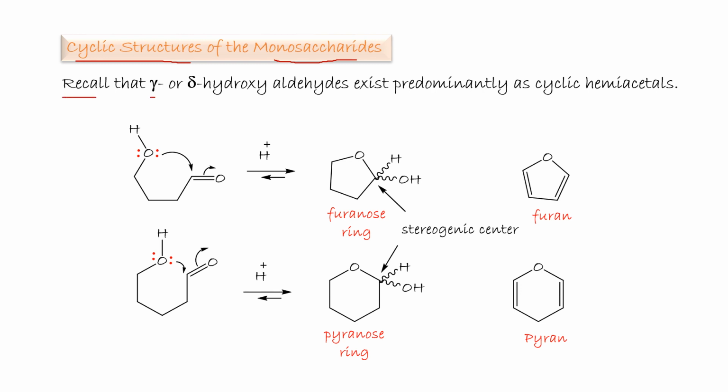Recall that gamma and delta hydroxyaldehydes exist predominantly as cyclic hemiacetals. If the gamma OH attacks the aldehyde to form a 5-member ring, we call it a furanose ring, which is related to the furan compound. In delta, the hydroxyl group attacks the carbonyl to form a 6-member ring hemiacetal called a pyranose ring, related to pyran.